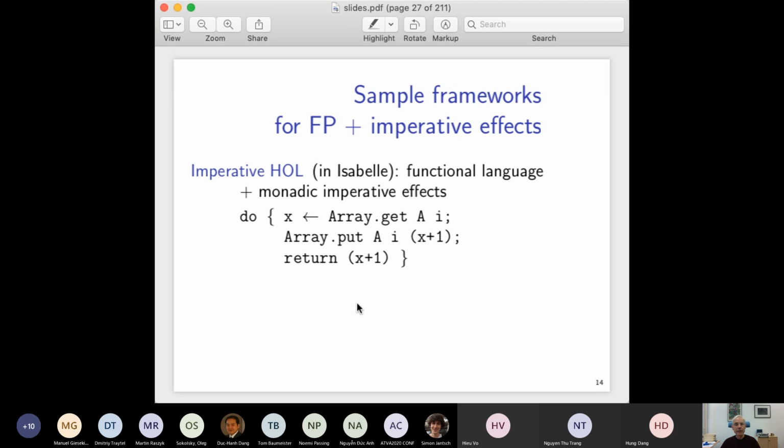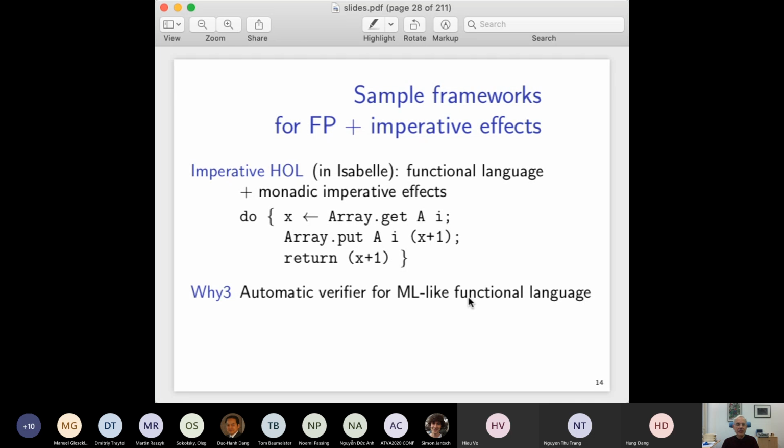So, for example, you can write things like this. Even if you haven't seen monads before, you can see there's something that looks like an assignment, and there's something that looks like a return statement. And indeed, this style of defining your code is really purely functional, but it allows you to generate code in an imperative language. So in some sense, you get the best of both worlds.